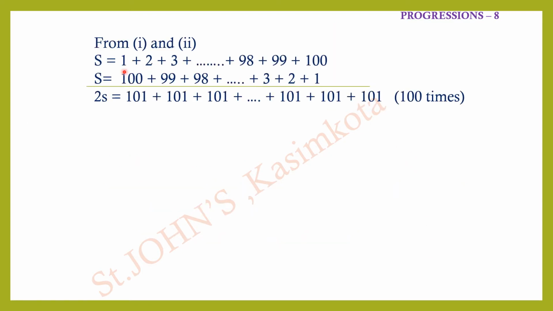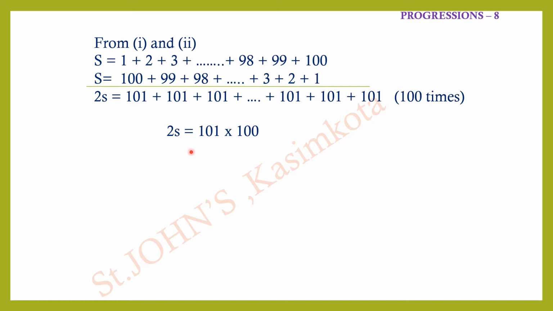Coming to the process: the first sum S equals 1 plus 2 plus 3 and so on plus 98, 99, 100, and the reverse sequence S equals 100 plus 99 plus 98 plus and so on 3 plus 2 plus 1. Adding the two sums, each pair gives 101, and this happens 100 times because there are 100 terms. So 2S equals 101 into 100.